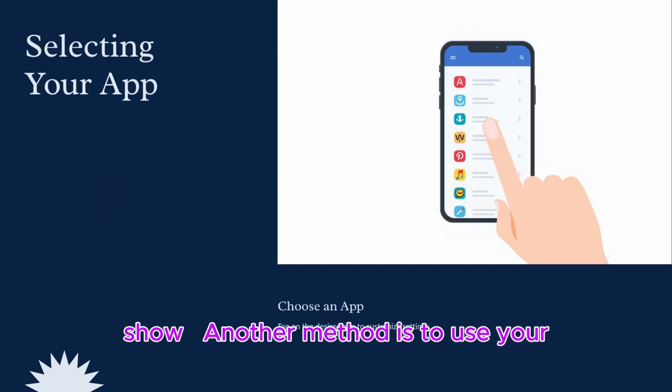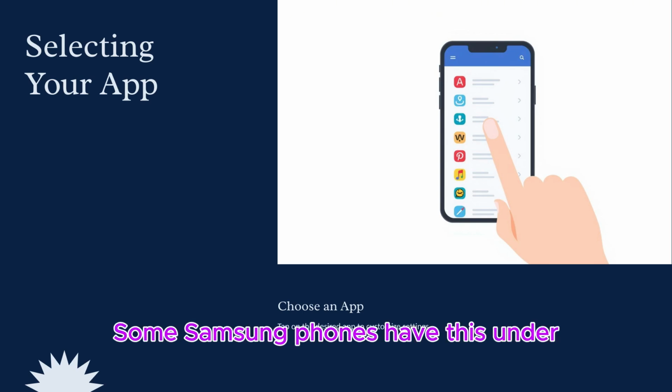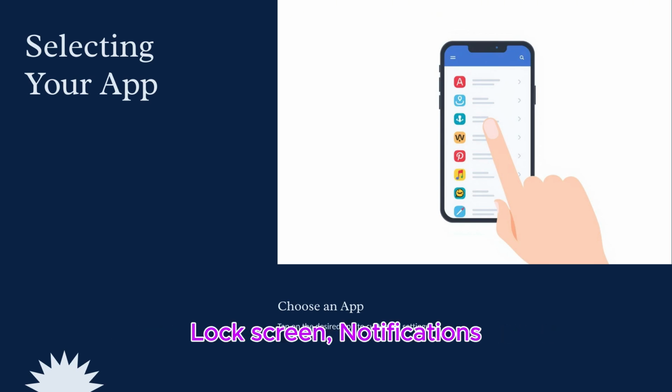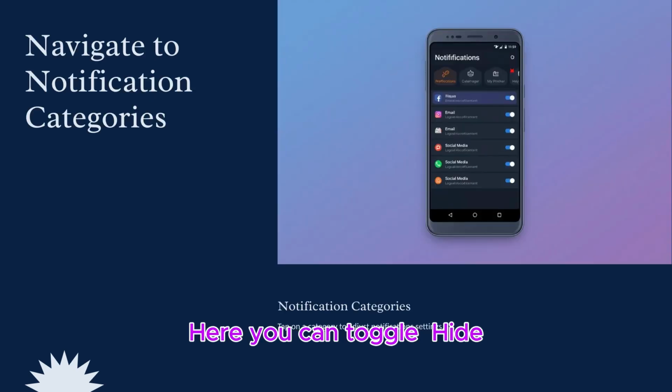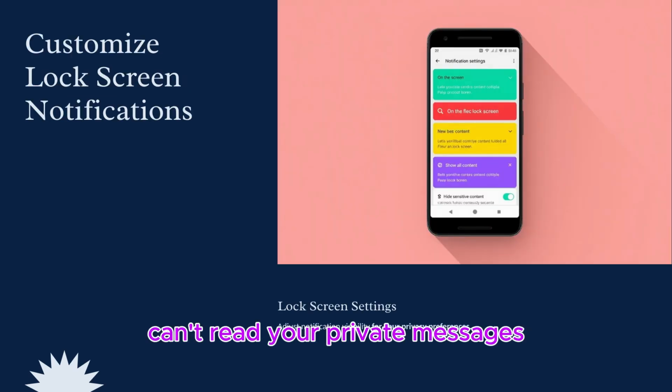Another method is to use your phone's lock screen and security settings. Some Samsung phones have this under Settings, Lock Screen, Notifications. Here you can toggle hide content or select icons only. This ensures that anyone glancing at your phone can't read your private messages.